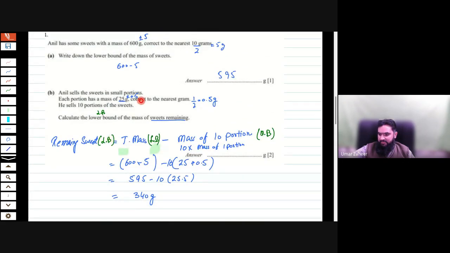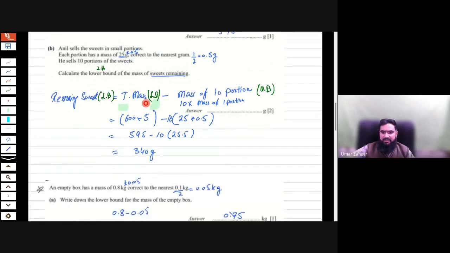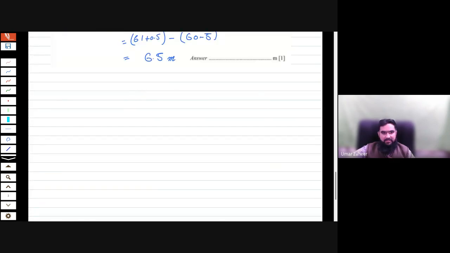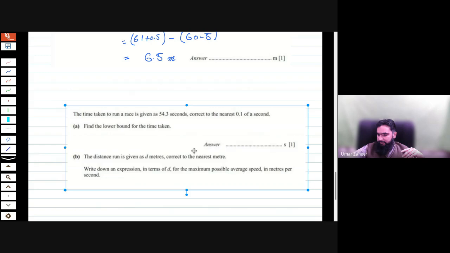In the same way, we have to do it for the sweets. That is also a general one. It means you have the total mass, you subtract the packets, and that's it. One second, I will take another case in which maybe it is division, subtraction or multiplication. That's what we have to look for.